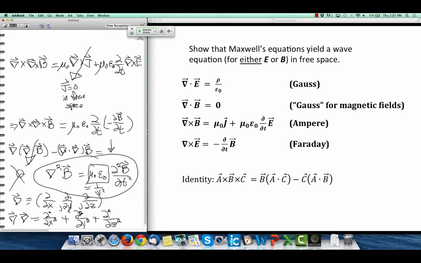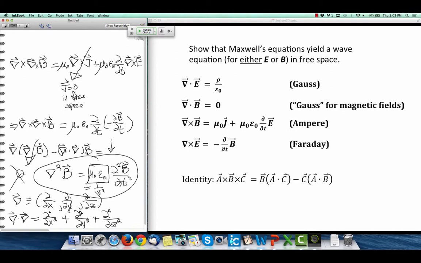Yeah. If this was for E, would it be the same except for E? If it was for E, it would be exactly the same, except the B would be E. That's right. It works out exactly the same. They're both wave equations. Both of them behave like a wave.